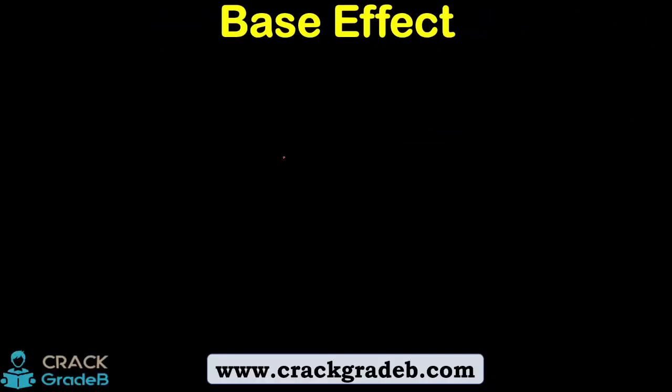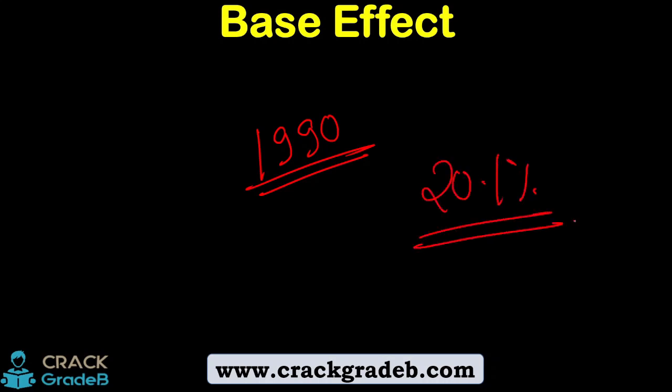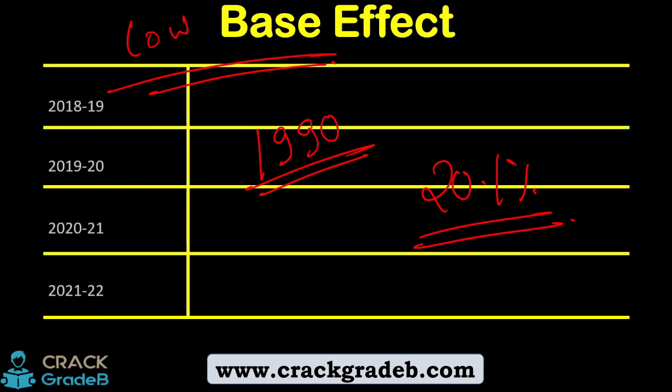20.1%. Now you will have to remember one more point: after 1990, this 20.1 percentage is the highest growth. And how is that possible? That is possible because of a base effect, and this is known as low base effect. It means the base is already low, that's why the percentage that is coming up seems very high. Now, let's move forward in the lecture.